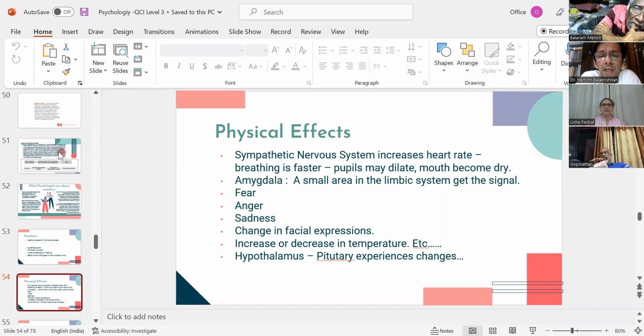So the amygdala, a small area in the limbic system, gets the signal. Fear comes, anger comes, sadness comes. The brain has a lot to do. For example, if you want to do something for your cerebellum, you just have to stand and do a balancing asana. Just take one leg towards your chest, keep both hands at the side and try to balance on one leg. Straight away, your cerebellum is active because the cerebellum controls your balance.